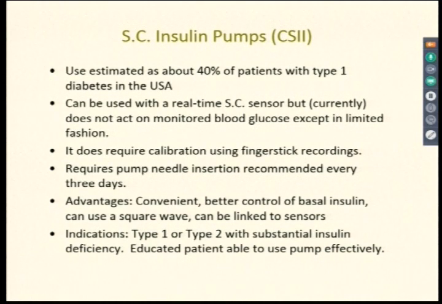Can be used with a sensor and requires changing the needle every 3 days. Convenient, better control of basal insulin. Indications, it's not like the patient has to be under poor control. If somebody with type 1 doesn't make insulin, wants to use a pump, I consider that an indication because it's more convenient for a lot of people. Sometimes cost, unfortunately, is a problem. Patient does need to be educated to use it effectively.